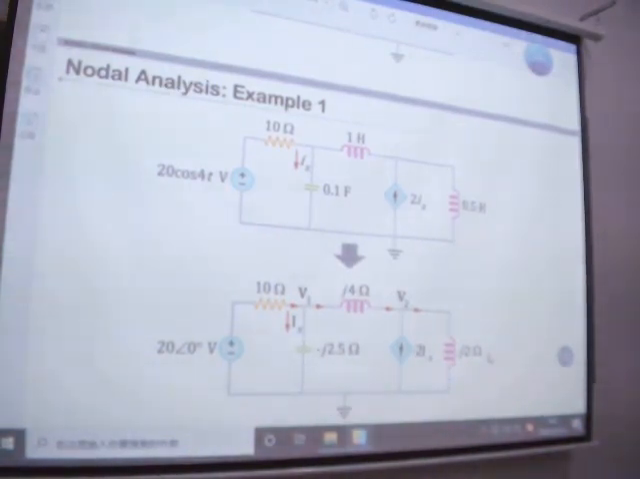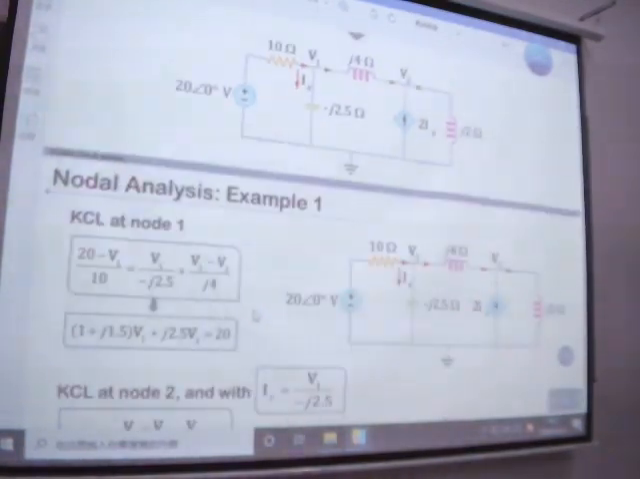Then go to this branch. We say the voltage difference is V1 and V0. We know V0 is 0, right? So it should be V1 over the complex resistance. Right, this one is for the V1 analysis, and you can see here.